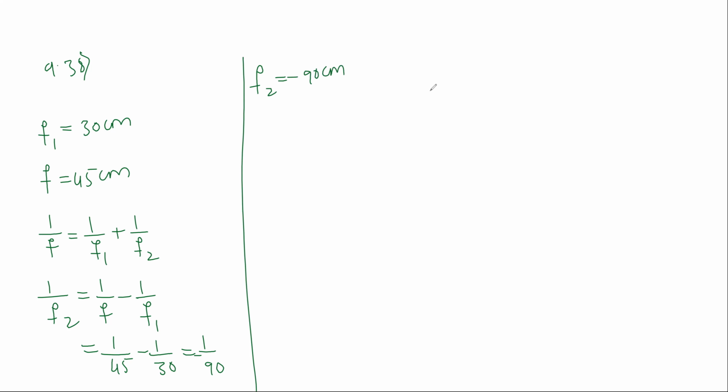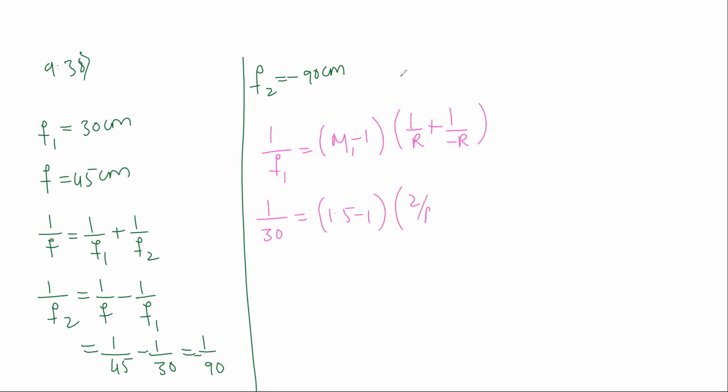So therefore let the refractive index of the lens be mu1, the radius of curvature of one surface be r, and the radius of curvature of the other surface be r dash. r can be obtained using the relation 1 by f1 is equal to mu1 minus 1 in the bracket 1 by r plus 1 by r dash. The f value is 30, so 1 by 30 is equal to 1.5 minus 1 in the bracket 2 divided by r. So to calculate the r value, 30 divided by 0.5 into 2, we are getting 30 centimeter.